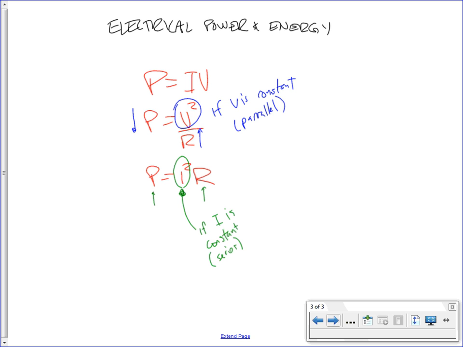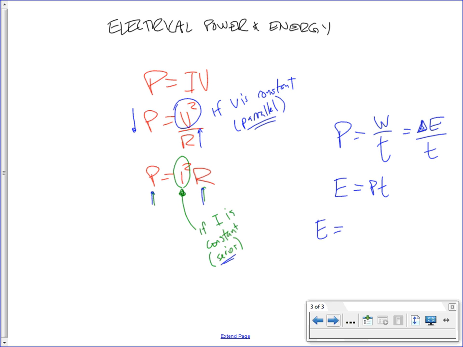So that can be a little tricky, but what you got to do is look for what kind of circuit they're talking about. And if you can make one of these quantities, I or V, constant, then you can find a relationship between power and resistance. Okay? And then the other thing with electrical energy, the deal is, power by definition is the rate at which work is done, or a conversion of energy per unit time. So energy is power times time.